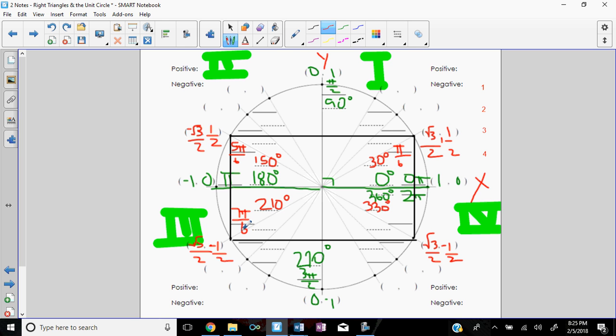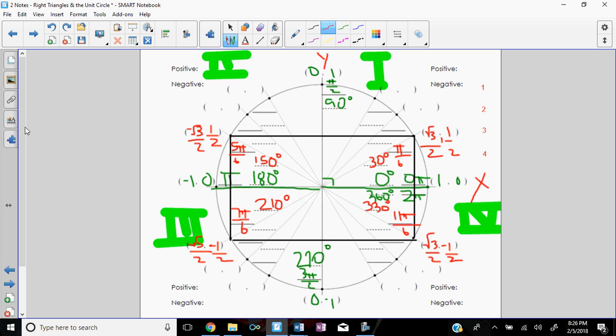Okay? And then this point here would be 8 pi over 6. This would be 9 pi over 6, 10 pi over 6. And this point here is going to end up being 11 pi over 6. Or, if you think about it, this is 2 pi, which is the same thing as 12 pi over 6. And if I subtract 1/6, I'm left back with 11 pi over 6.